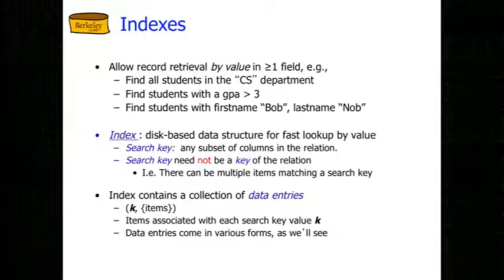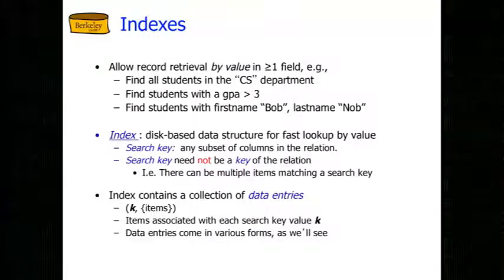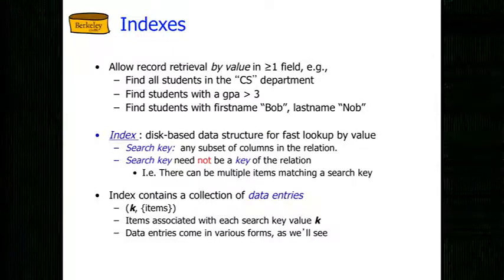So the index is a disk-based data structure for fast lookup by value. We're going to use the term search key for the subset of columns in the relation that this index allows queries on, right? So in the third example, the search key was first name, comma, last name. In the second example, the search key was GPA, right? The search key need not be what's called a key of the relation.